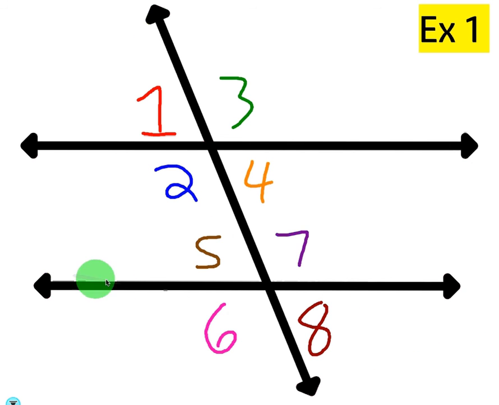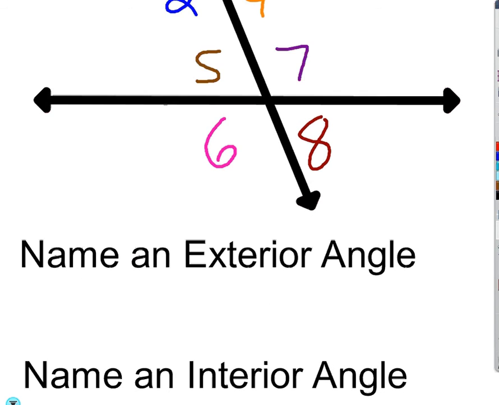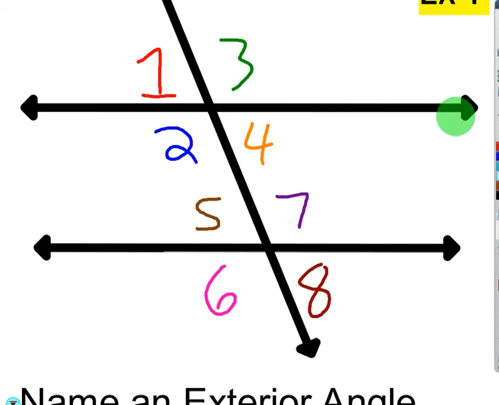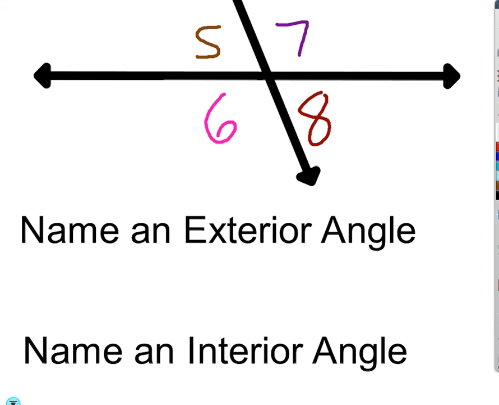So it won't take you long to just make this quick sketch on your paper, and then we can do some examples together. All right, first question. Name an exterior angle. Yeah, somebody give me an example of exterior. What would be an exterior angle? So, yes, 3 and 6 are both on the outside of these two lines, and 1 and 8 would also work. We're just going to write one example. We're going to say 3.